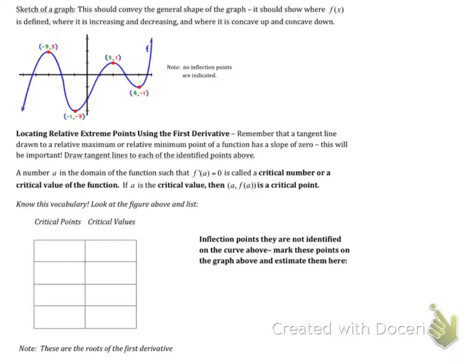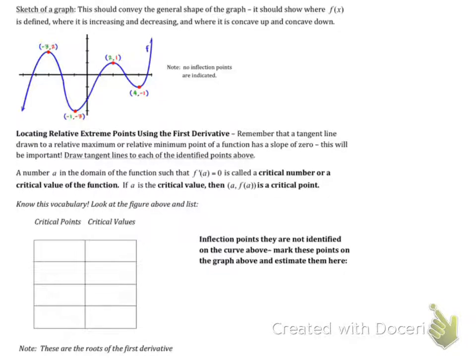Okay, so when we've sketched before, this should convey the general shape of the graph. It needs to show where the original is defined, where it's increasing and decreasing and concave up and down. Now, something to note, though, is that there are no inflection points plotted. You're not going to see them plotted. We are going to actually go back, solve for them, and do that ourselves, but you're never going to see those as points needed to connect your curve.